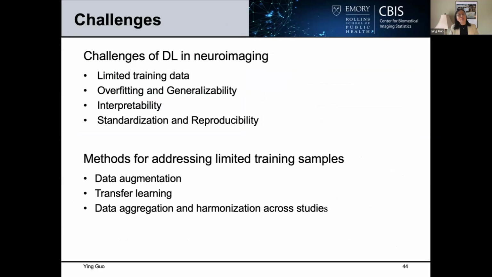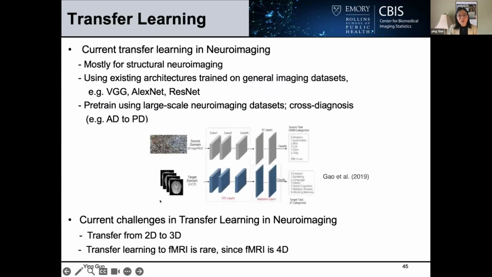So finally, just to talk about some challenges in deep learning in neuroimaging. Here are some commonly known challenges. And the key limitation is limited training data. That is the biggest obstacle. And here are some methodologies people have already developed to address this limitation. I focus specifically on transfer learning methods.